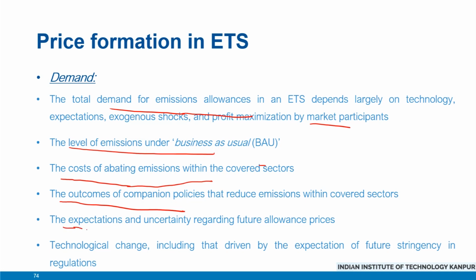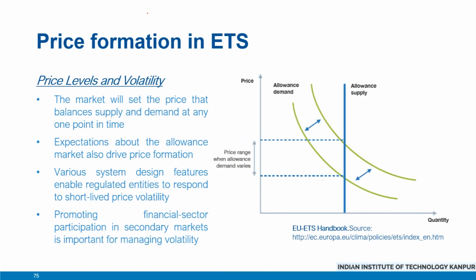Moreover, the expectations or the uncertainty regarding future allowance prices determine the demand for banking emission allowances for use in future compliance and also for hedging risk, which also affects demand. Lastly, technological change, including change driven by the expectation of future stringency of a program such as the ETS and future demand for allowances, or any other external demand for emission allowances from linked systems, may affect the overall demand in an emission trading system. Overall, these supply-demand dynamics would affect the price level and volatility.